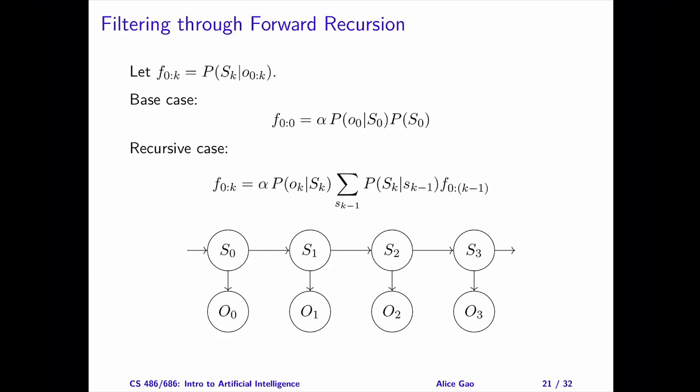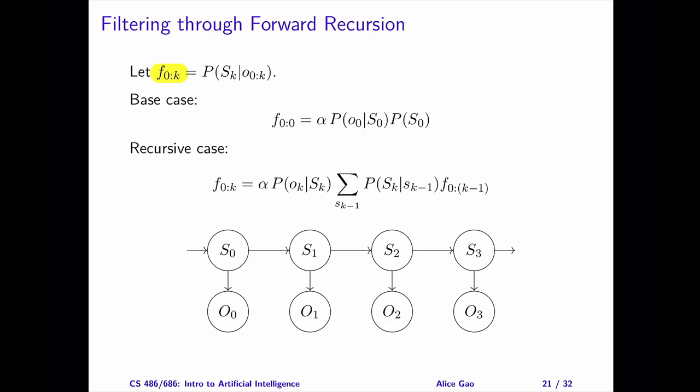We can perform filtering efficiently through forward recursion. Forward recursion allows us to go through the Markov chain once and calculate all the filtering probabilities along the way. Starting from time 0, the recursion passes a distribution, or a message, from the time step k to the next time step k plus 1. Let's define a notation for this message. F sub 0 to k is the probability of S sub k given O sub 0 to k. Again, this message is not a single probability. It is a distribution containing two probabilities.